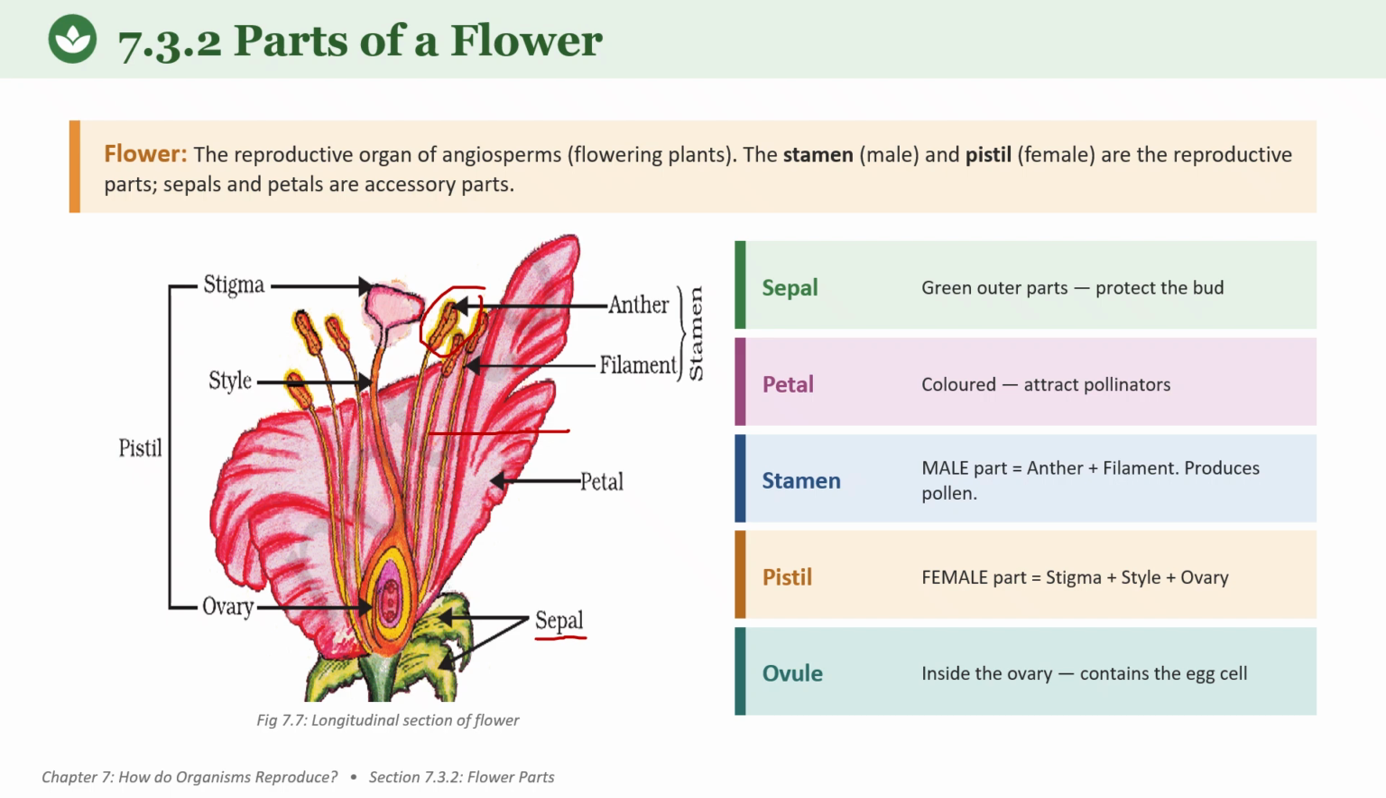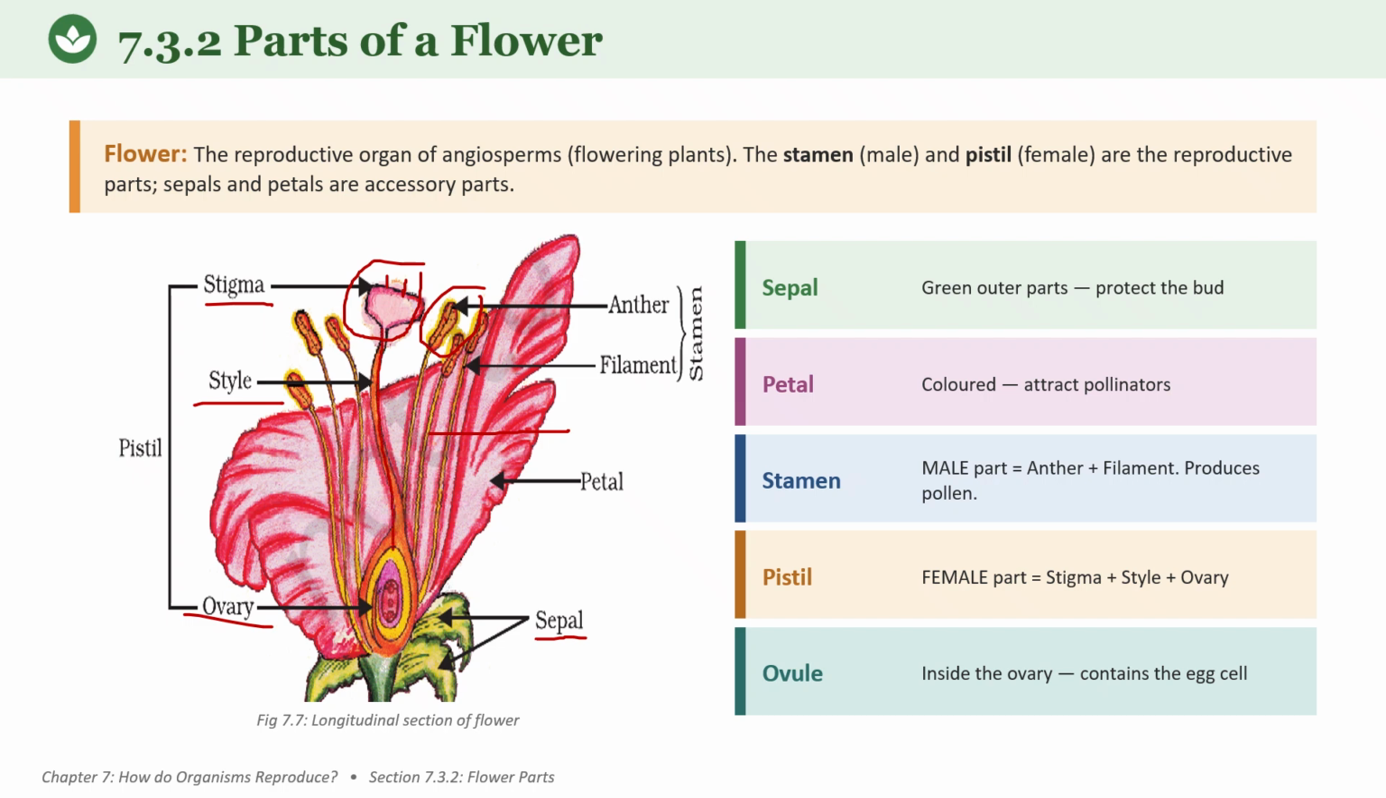Can you point out here? Stigma, style and ovary here. So stigma. Stigma is the sticky surface which receives the pollens. So this is the stigma. So the pollen grains come and sit here. And then style. Style is nothing but a tube-like structure connecting the stigma to the ovary.